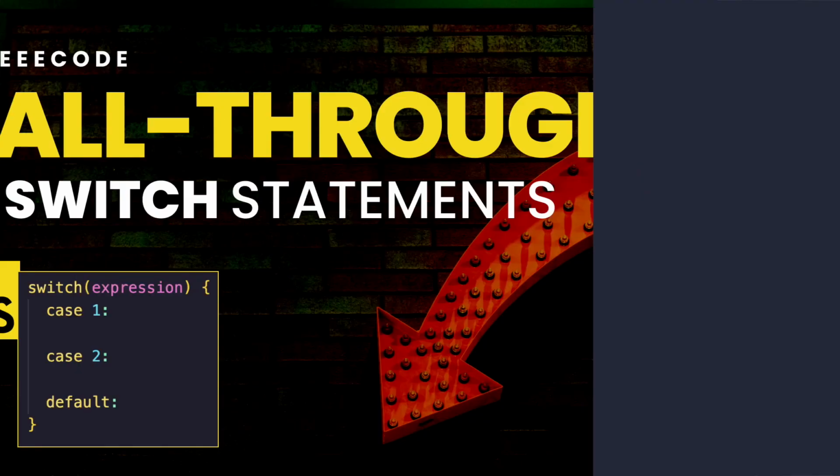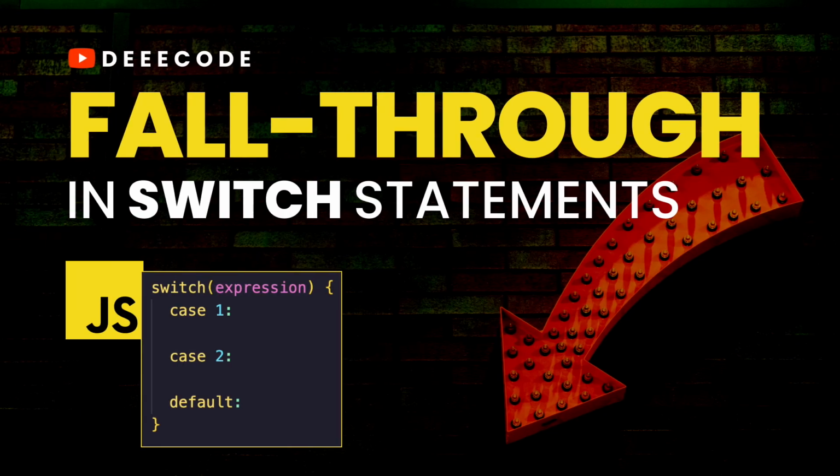But in this video, I want to simplify a special behavior in switch statements called fall through. I'll be using some examples to explain this behavior, so join me.